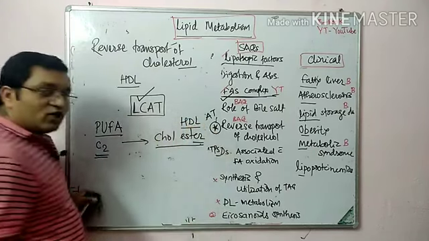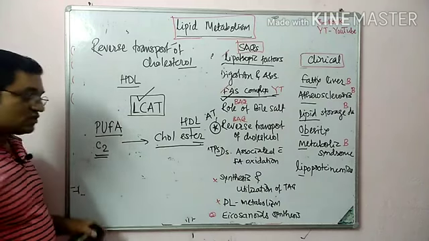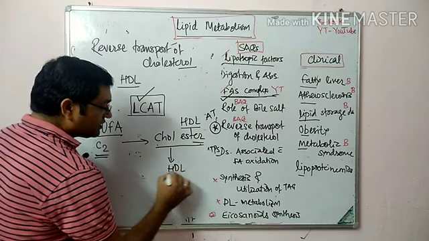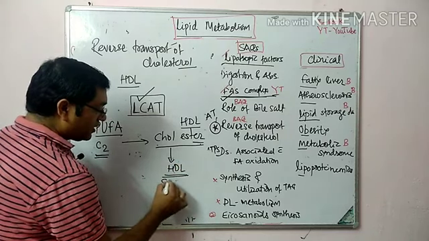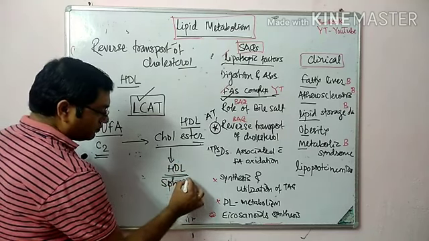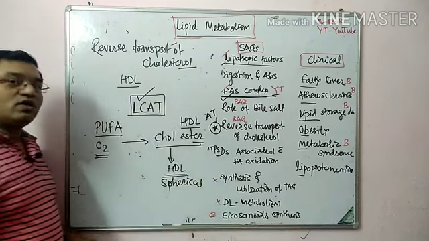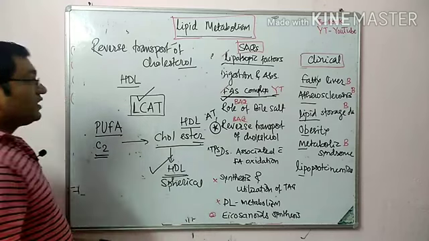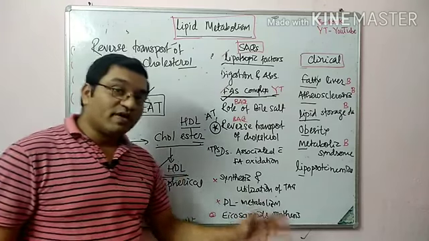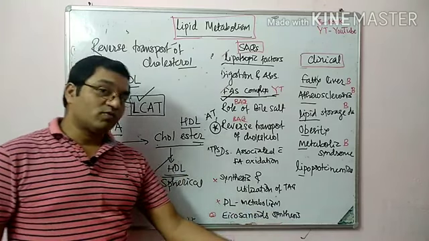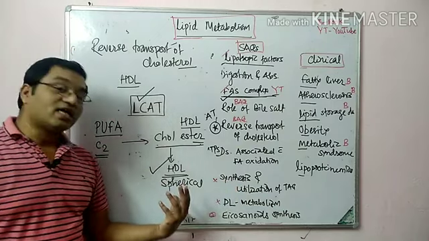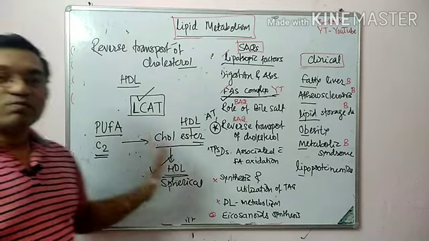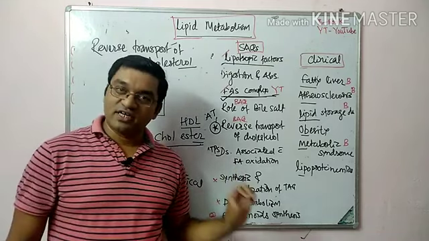And being hydrophobic in nature, this cholesterol ester moves to the interior of the HDL, and now this nascent HDL becomes spherical with the help of this cholesterol ester. And this HDL is responsible for reverse transport of cholesterol from peripheral tissue. The cholesterol is taken from the peripheral tissue and transported to the liver for its metabolism. This is very, very important in viva, in theory also.